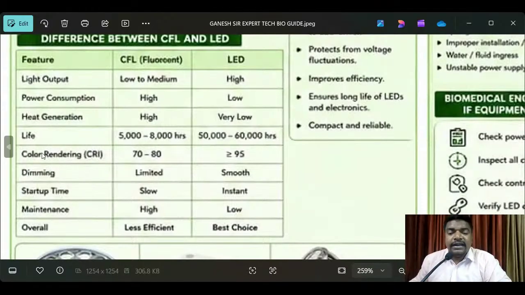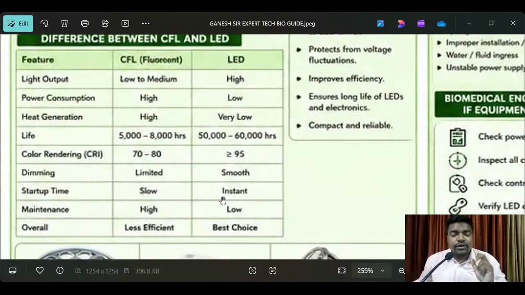Right, come to the point now. Color rendering CRI: CFL is 70 to 80, and LED is greater than 95%. So if you compare anything, LED points are very excellent compared to CFL. Now come here, dimming. In CFL it is limited, and LED is smooth. Next, the startup time. CFL is slow, and LED turns on instantly.